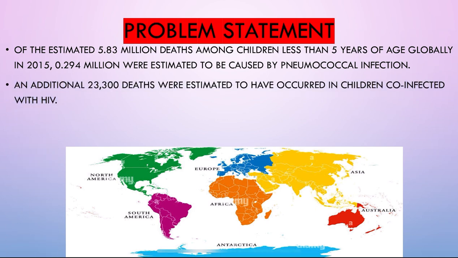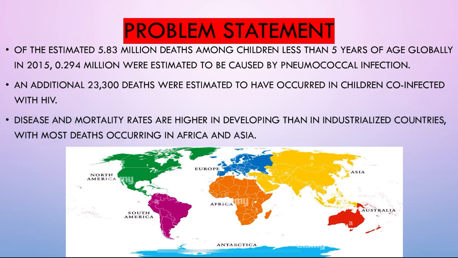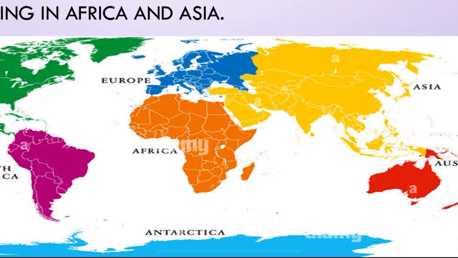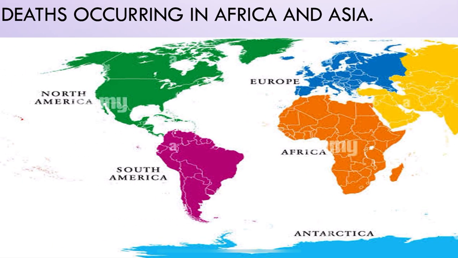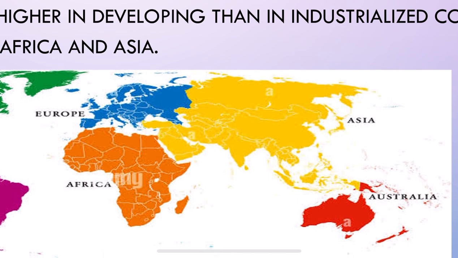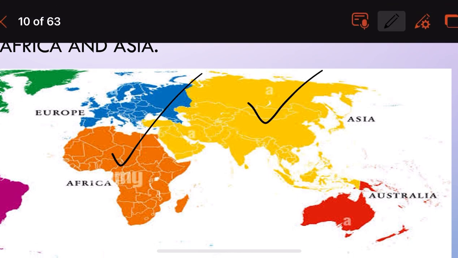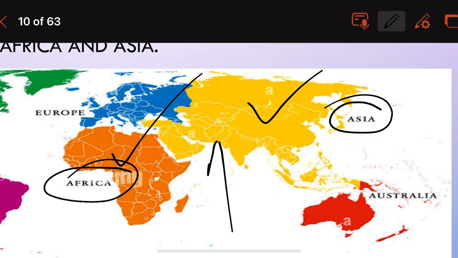An additional 23,300 deaths were estimated to have occurred in children who were co-infected with HIV along with the pneumococcal infection. Disease and mortality rates are higher in developing countries than in well-developed industrialized countries, with most of the deaths occurring in Africa and Asia. In Africa and Asia, the fatality rate is high.